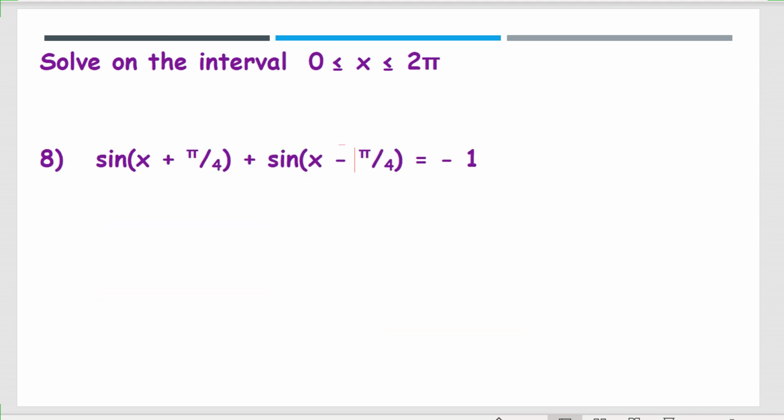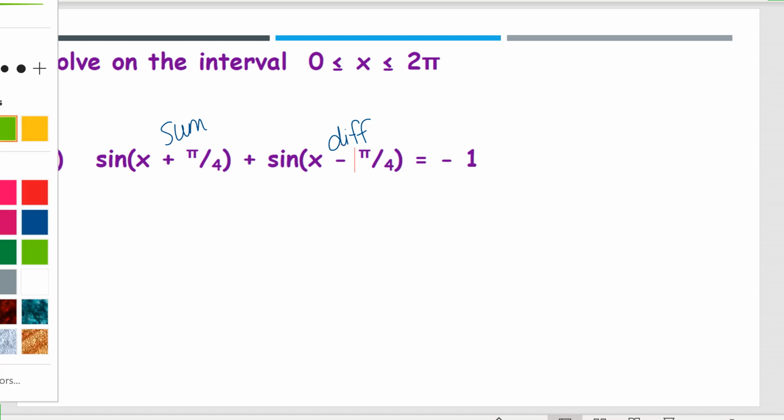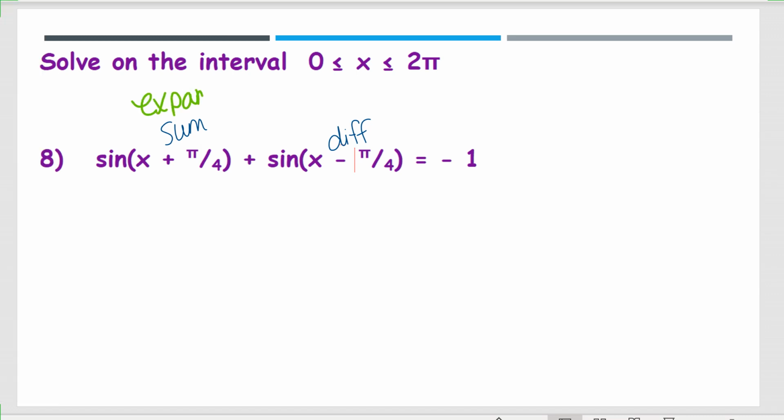Last example. Okay. We haven't seen anything like this before. No, you are not going to distribute. That's right. Look back at some of the other identities that we've done. We have a sum of 2 angles, and we have a difference of 2 angles. So in order to solve this example, we are going to have to fully expand both of those so that we can get the correct values.